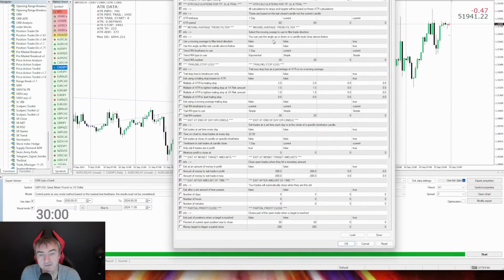And obviously there's other things we can apply to it, like trend filters. Should we be going only with the trend? Yeah. I doubt very much whether that will make a difference, but that's something also that can be tested.